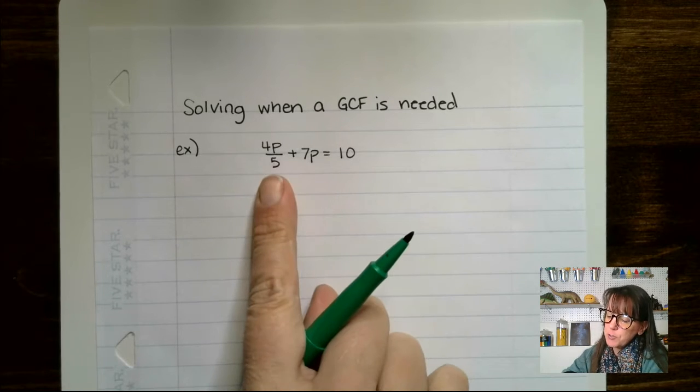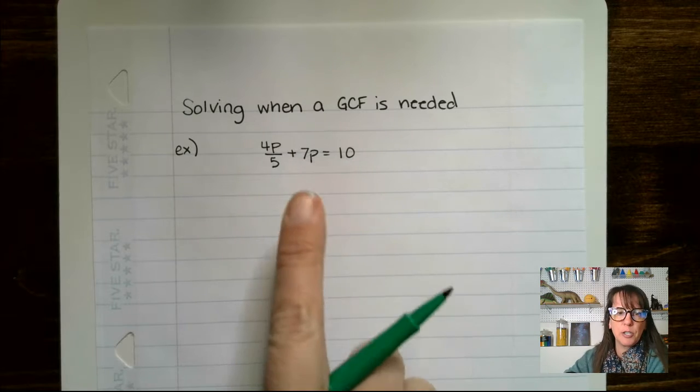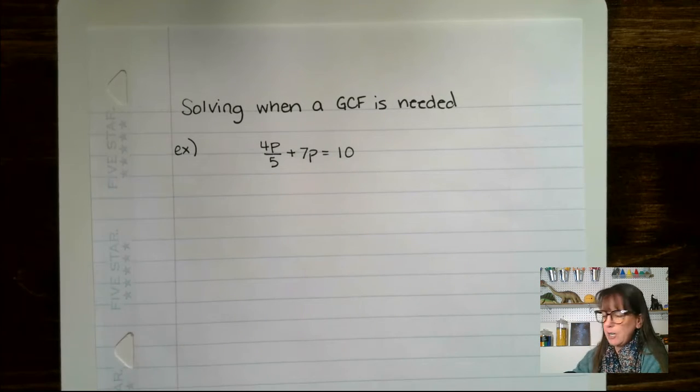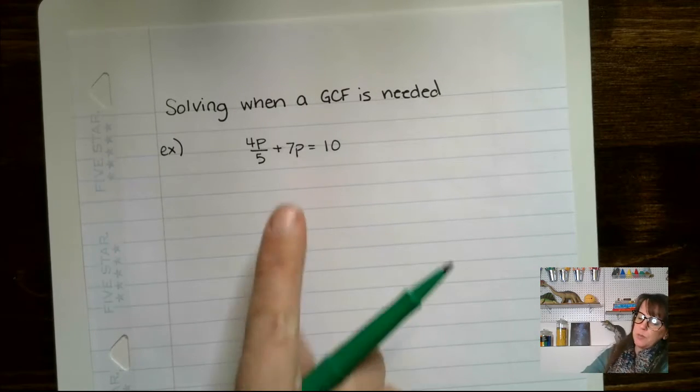Okay, first things first, we've got a fraction involved here. You'll see that we have three chunks. They're technically called terms. I like to call them chunks. Chunks are broken up by addition, subtraction, and equal sign. So we got these three chunks.